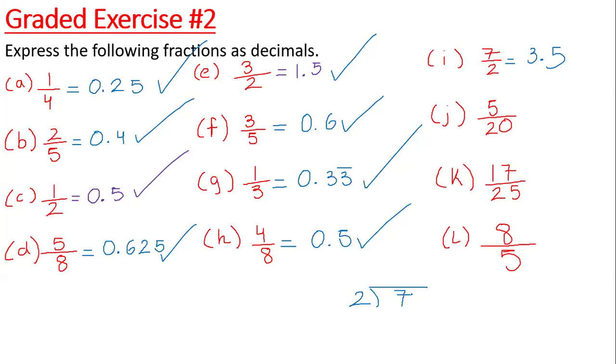Please remember that. Now 5 over 20, what y'all have for that one? 0.25. 0.25, very good. And then 17 over 25 is what? 0.68. 0.68, very good.